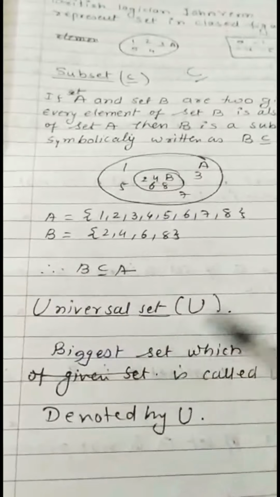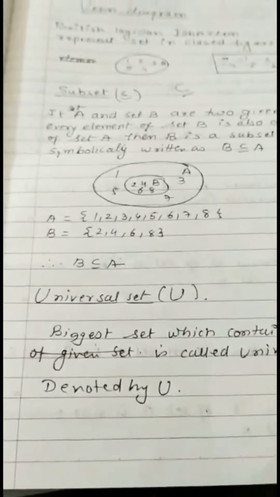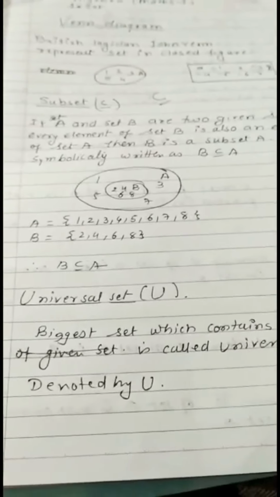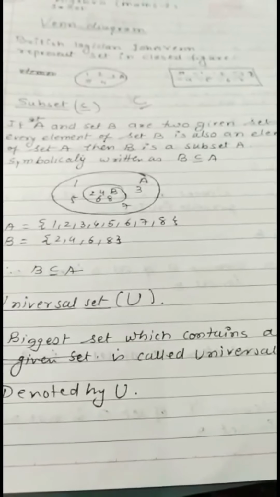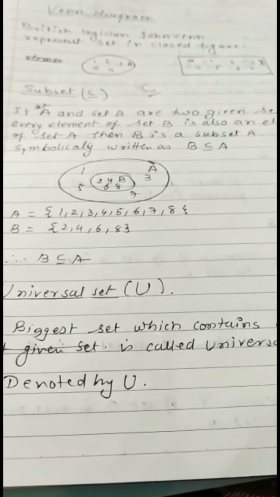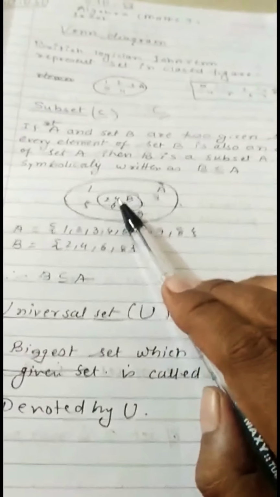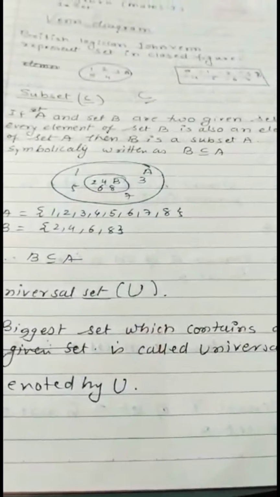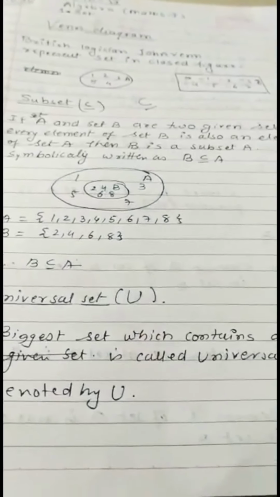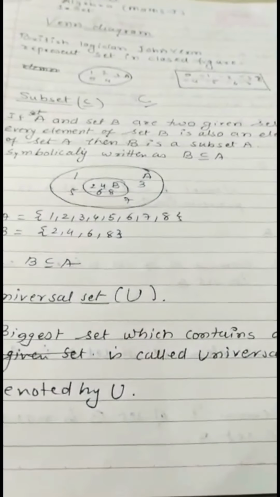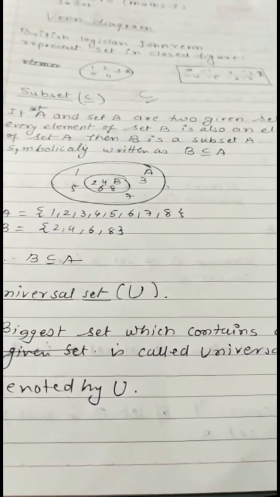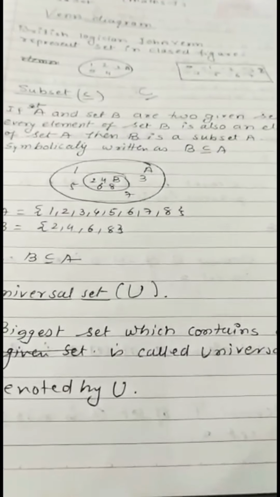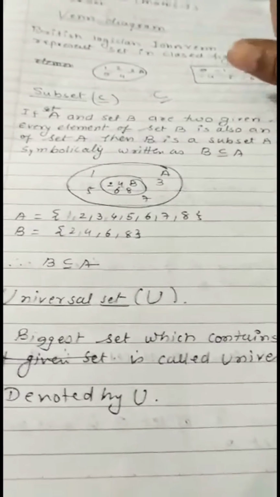We have one more set that is called the universal set. This is the biggest set, which contains all the sets in our given example. If this is Mumbai and this is Maharashtra, then the whole comes in India. So India is the universal set if we talk about Mumbai and Maharashtra, because both Mumbai and Maharashtra come in India.